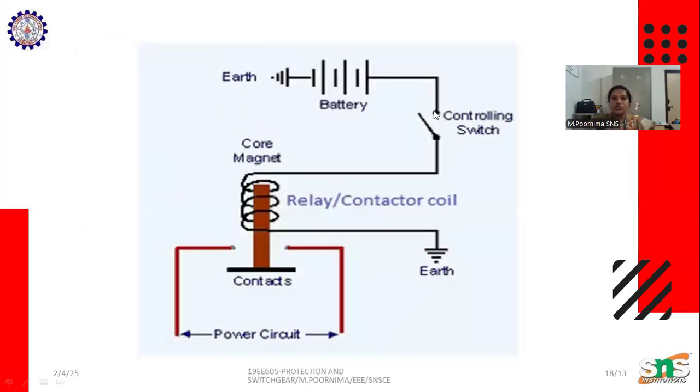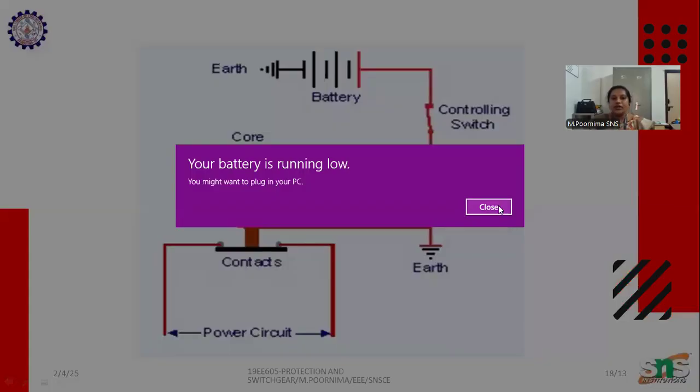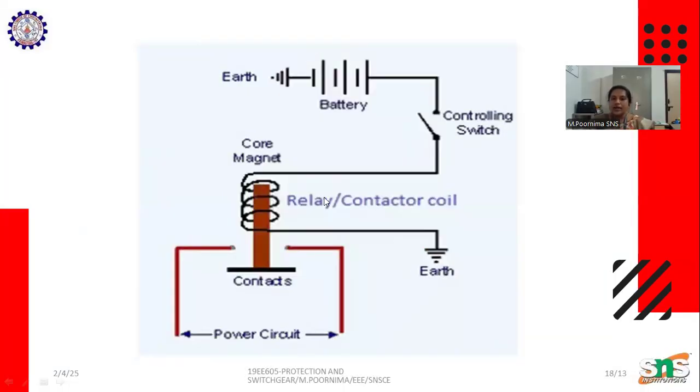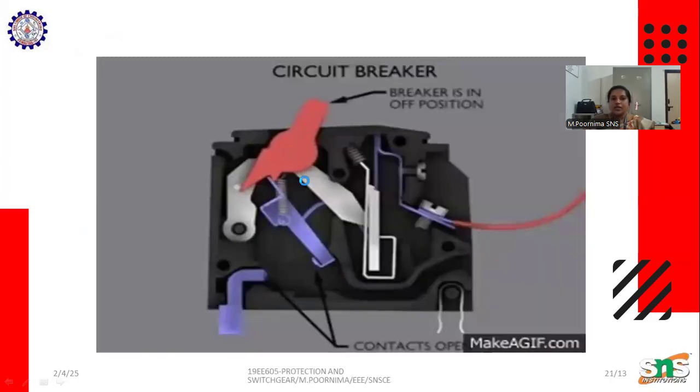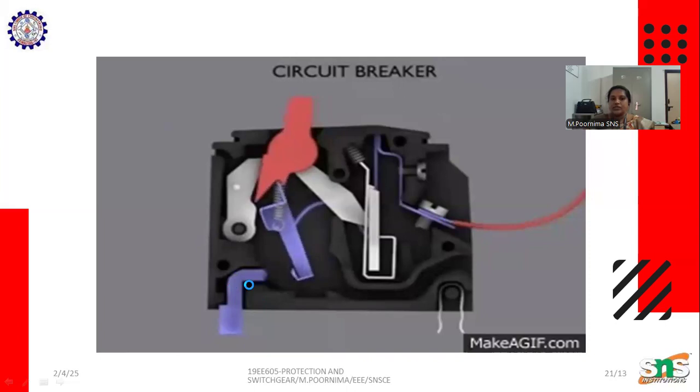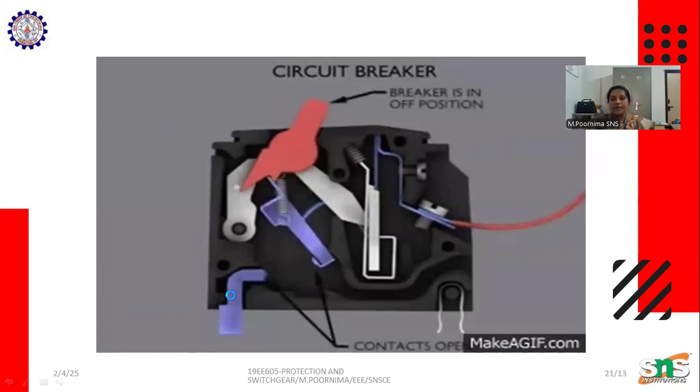Here we can see this is the relay. When the contact switch is closed, what happens? This gets energized, and this contactor gets attracted. Okay, so this is the relay, and this is the circuit breaker. When this breaker is in the off position, nothing happens; when it is in the on position, the supply gets entered. You can see that when it is in the on position, the supply gets entered.